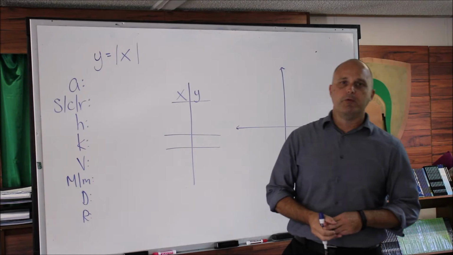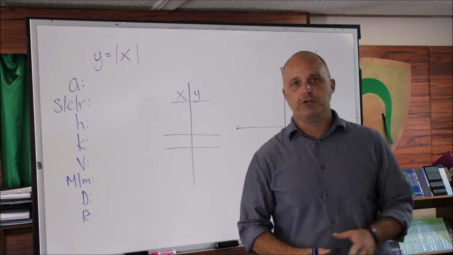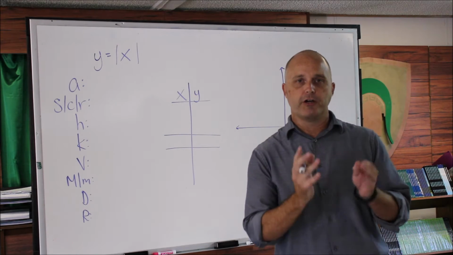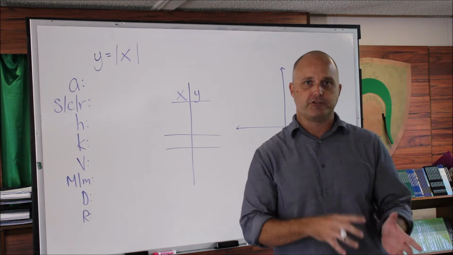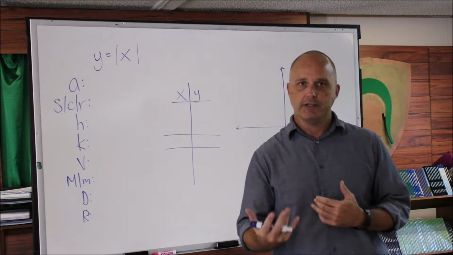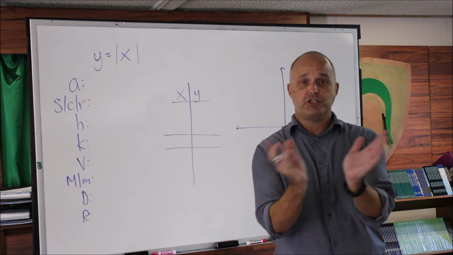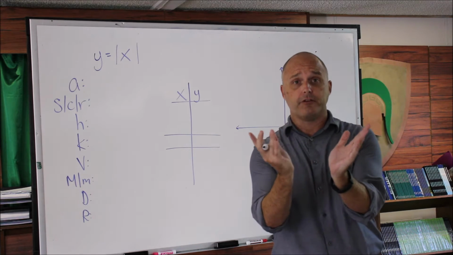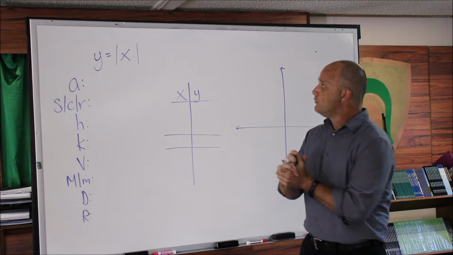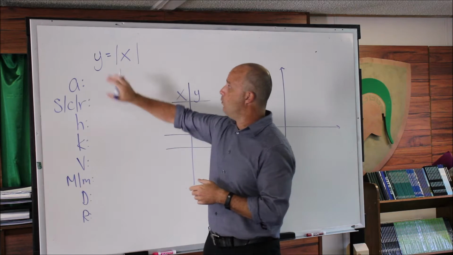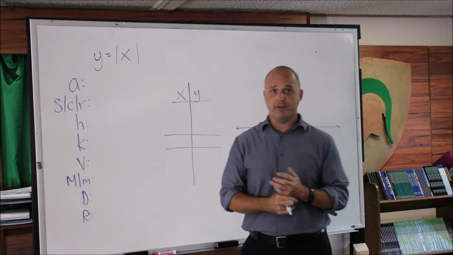All right, so before we move on to the problems in the book, I want to show you the parent function, or the function that we're going to base every one of our translations off of. The translation is simply the movement or the change in the way that the graph looks. Okay? So our parent function is going to be y equals the absolute value of x.